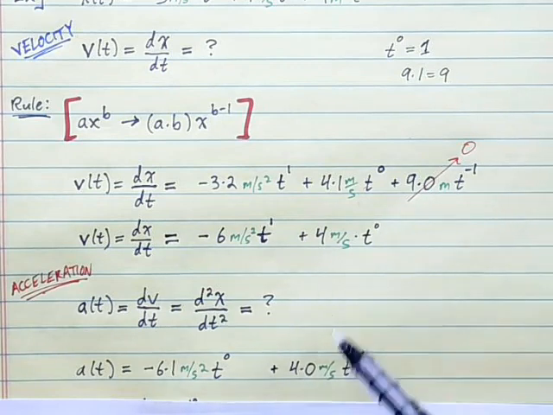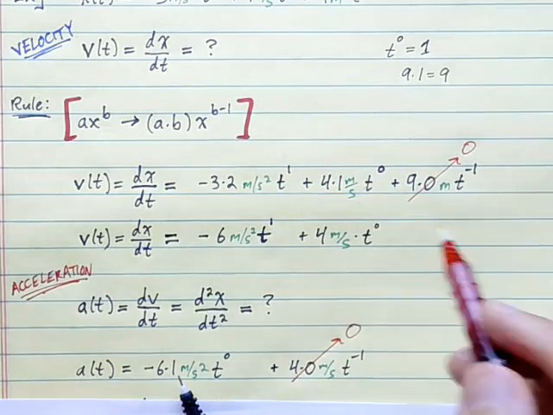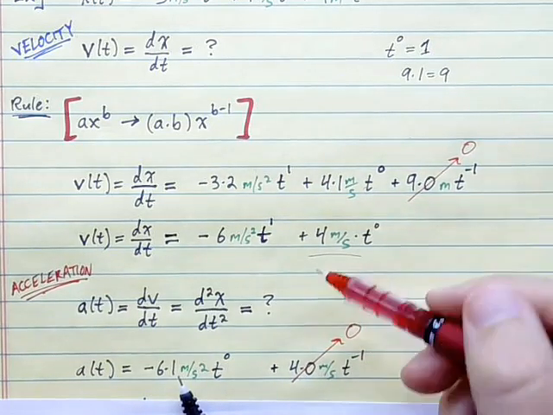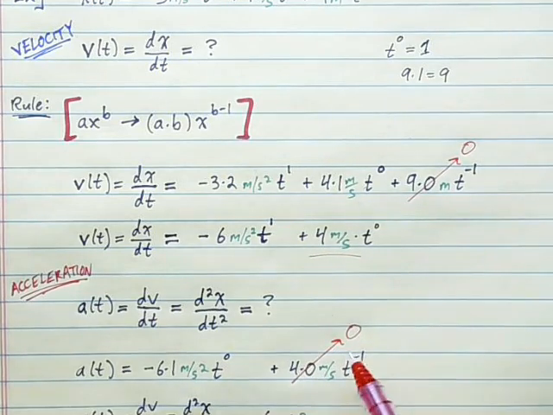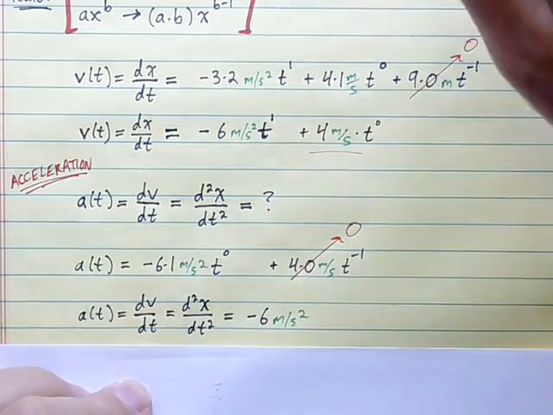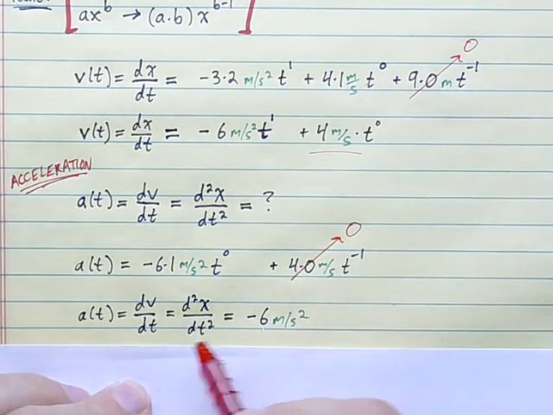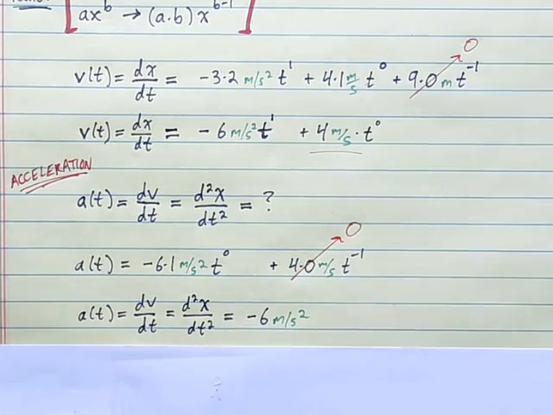Well, 0 times 4 is just 0. So once again, the constant term here disappears. And we can simplify that to see that what we have left is t to the 0. That's just 1, so this is -6 times 1. So just -6. We have simply a constant. We've shown that the acceleration is just this constant, -6 meters per second squared.